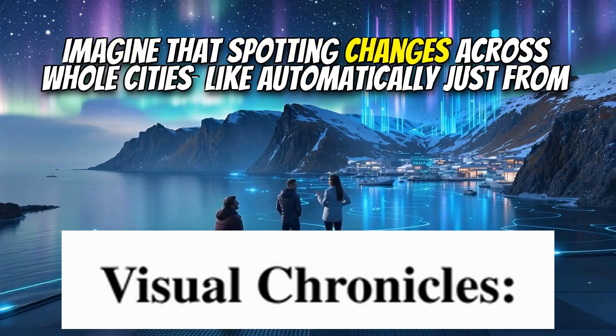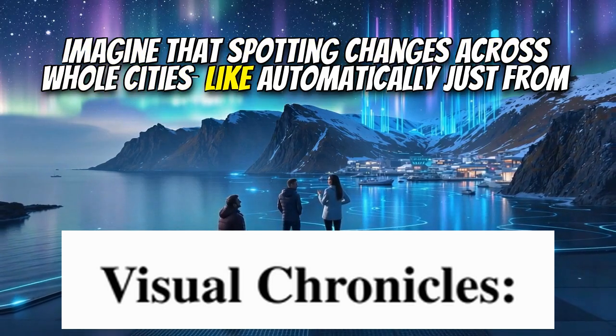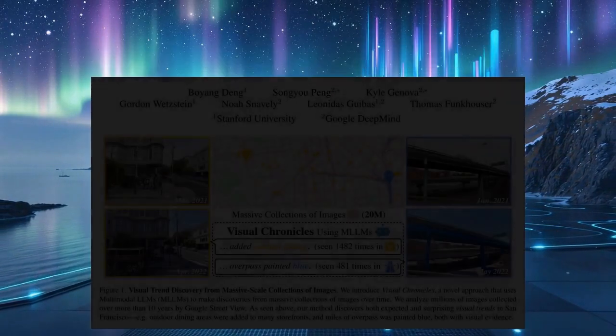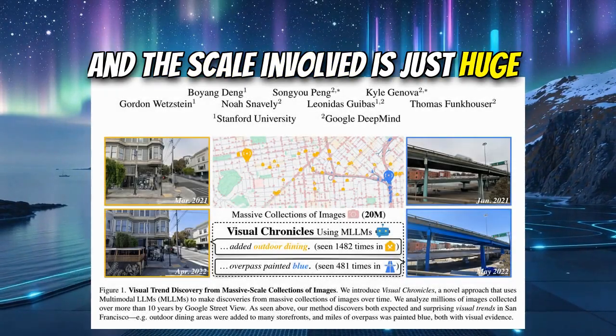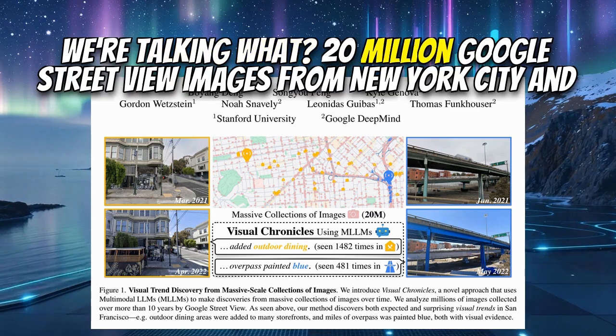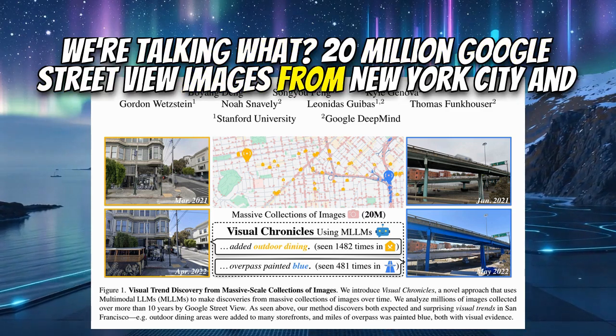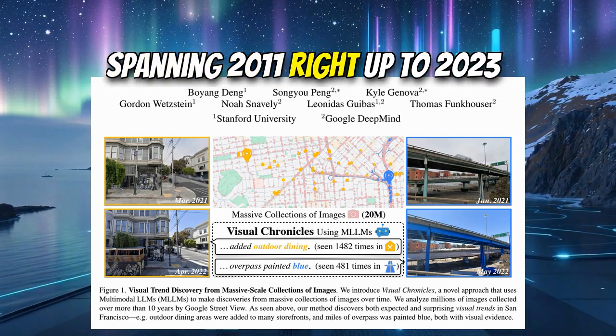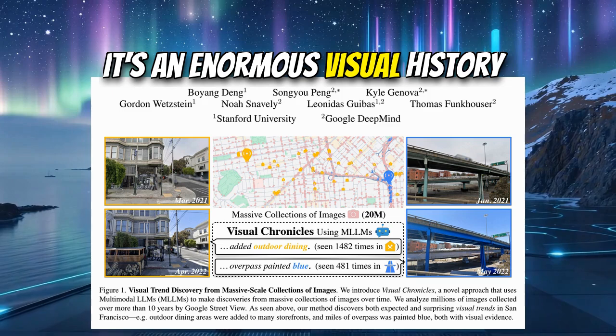Imagine spotting changes across whole cities automatically, just from pictures over years. That's really the core idea we're unpacking today. And the scale involved is just huge. Right. We're talking 20 million Google Street View images for New York City and another 20 million for San Francisco. Wow. Spanning 2011 right up to 2023. It's an enormous visual history.